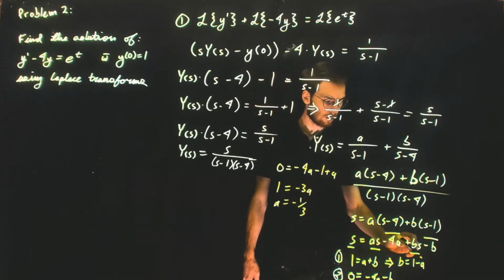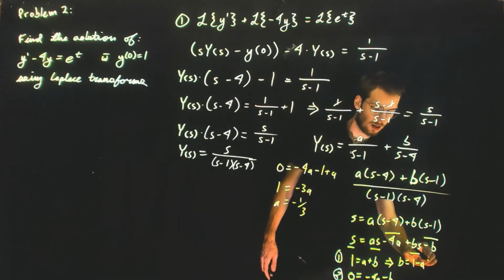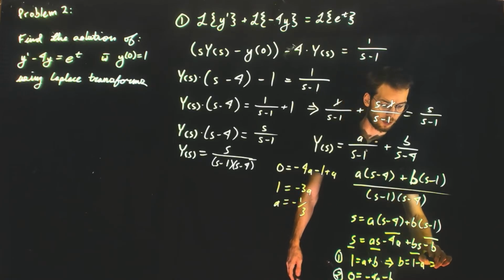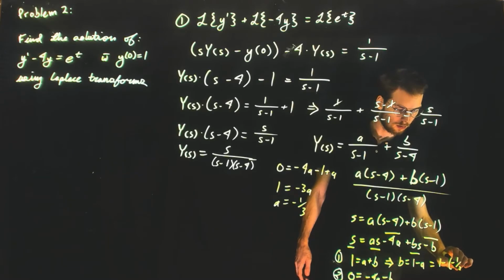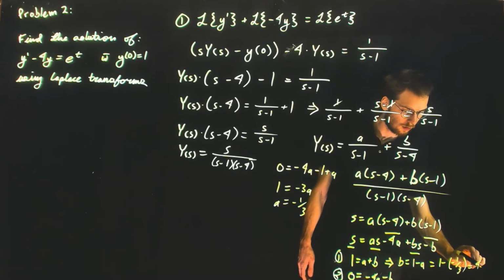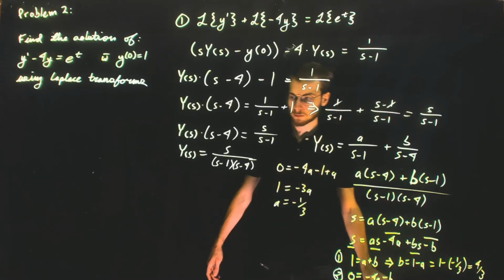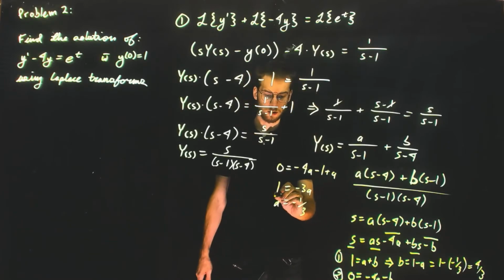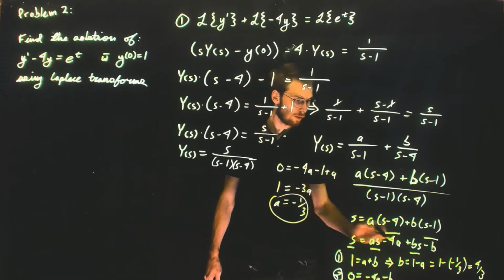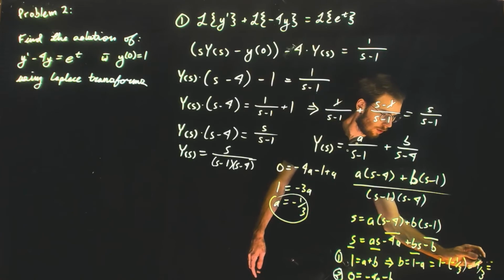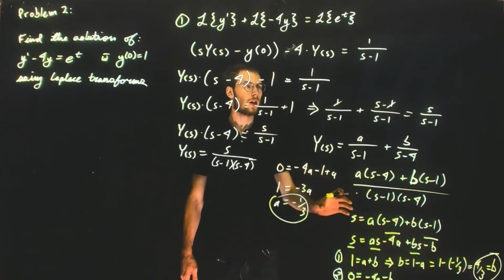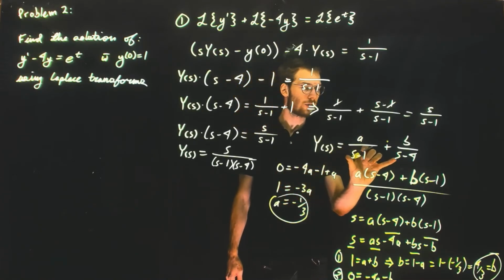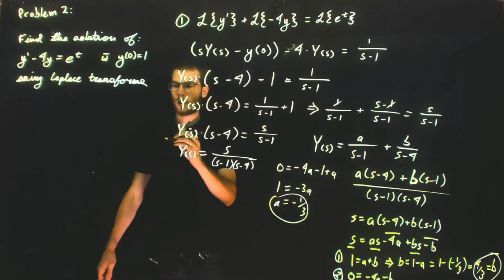Pop that back into this equation, where we get b is equal to 1 minus negative 1/3, and we get 4/3. So now with our two coefficients, what we can do is we can take these numbers and put them back into this version of the equation. I'll do that over here.